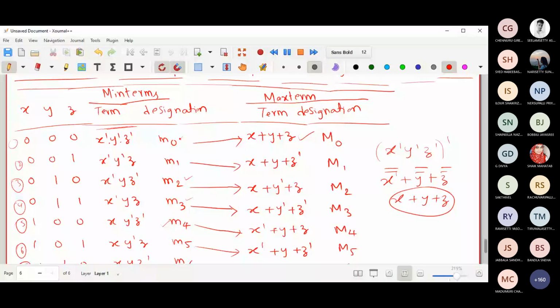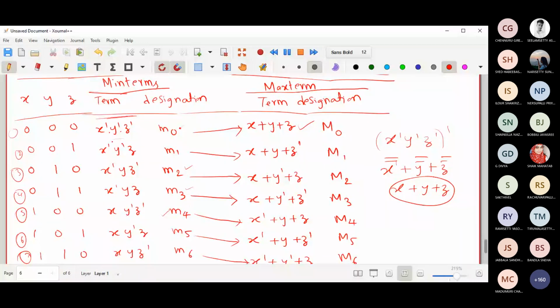Right? Next M1, same as it is. Apply the complement, then you will get the max term. Apply the complement to the min term and you will get the max term. Clear? So like this, you can go on here.